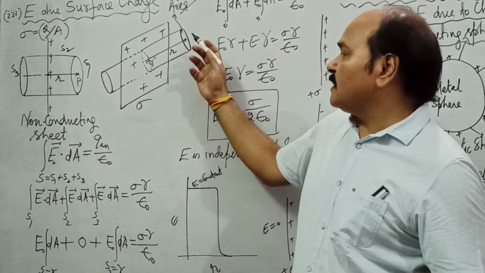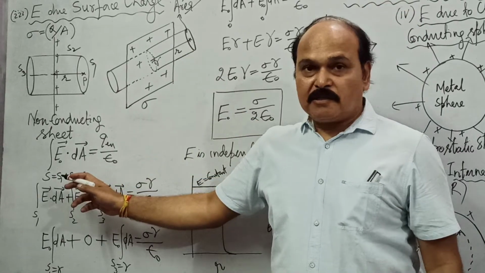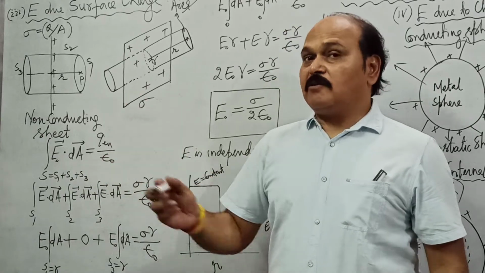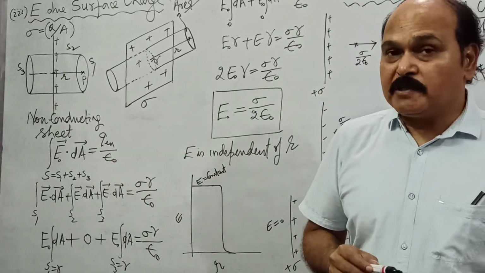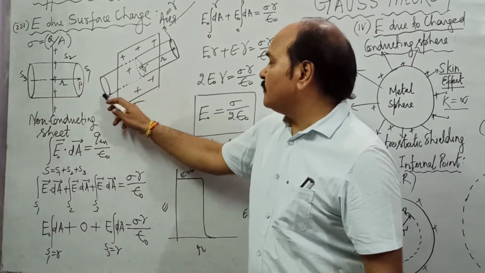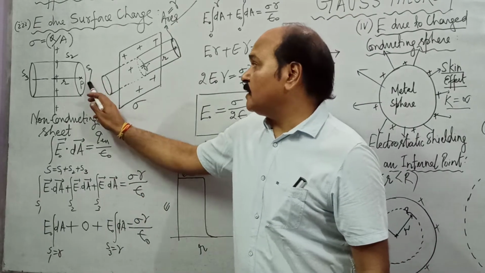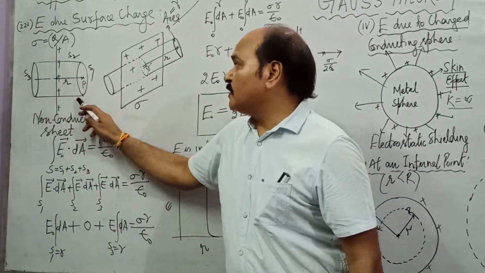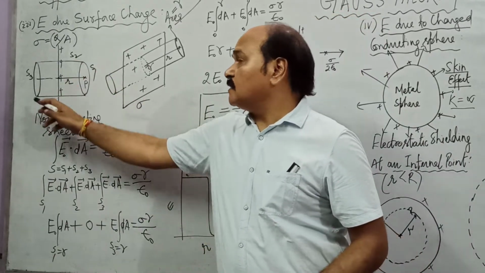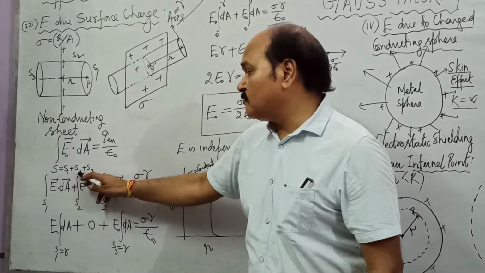Sigma is surface charge density. So what is electric field intensity here? We'll apply the combined definition, which is surface integral of E dot dA is equal to net charge enclosed within the Gaussian surface upon permittivity of free space. What is the closed surface? The closed surface of this right circular cylinder consists of three different surfaces: S1, S2 and S3. S1 and S3 are the flat surfaces of the right circular cylinder and S2 is the curved surface. So we break the limit of integration for S1, S2 and S3.